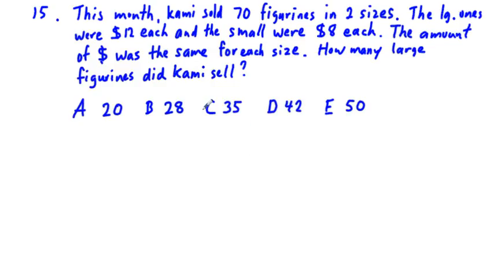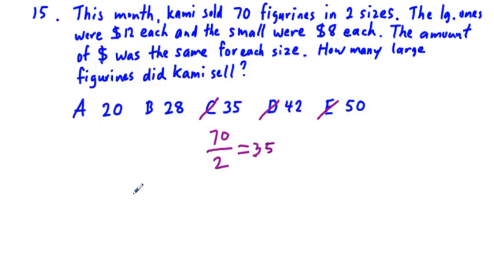I had a student who really had a good strategy on this one, and what it is, if you take this figure of 70 and we divide by 2, we're going to get 35. Now, if you happen to sell 35 large figurines, you're definitely at $12 each going to make more than you are for the small figurines. So this answer C is wrong. D, consequently, with more large figures, and E with more large figures, they have to be wrong too. And so you're left with 28 or 20.